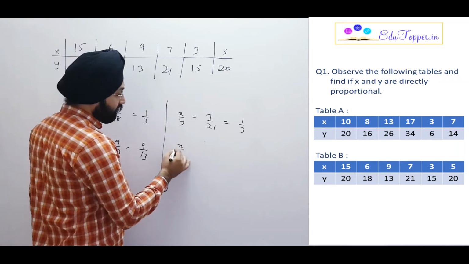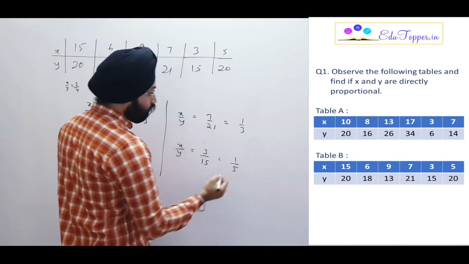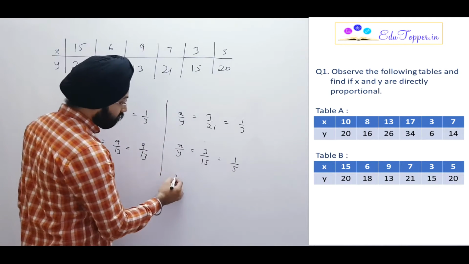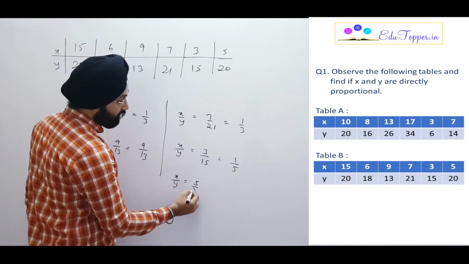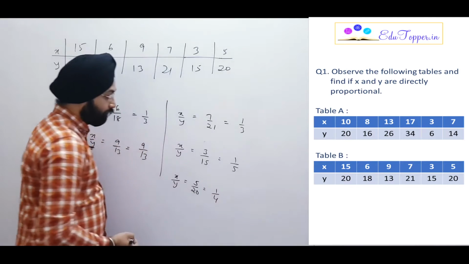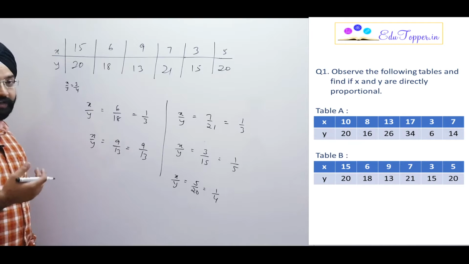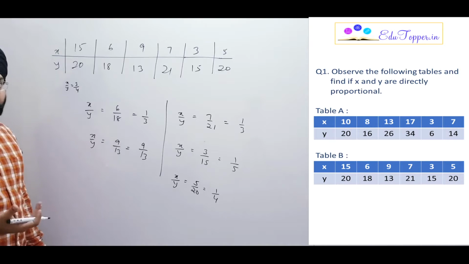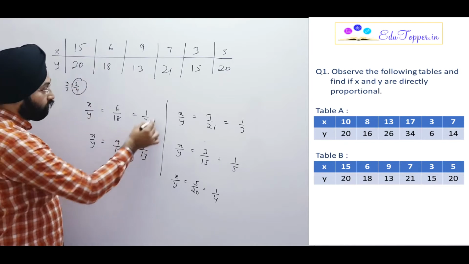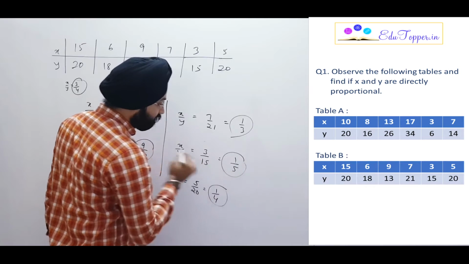Now next we have x by y is 3 by 15. 3 by 15 can be written as 1 by 5. 3 ones are 3, 3 fives are 15. And the last one we have is x by y equal to 5 by 20, which is nothing but 1 by 4. So in this case, as you can see, the value of x by y is not constant. It keeps changing. Firstly we had 3 by 4, then 1 by 3, then 9 by 13, then again 1 by 3, 1 by 5, 1 by 4.